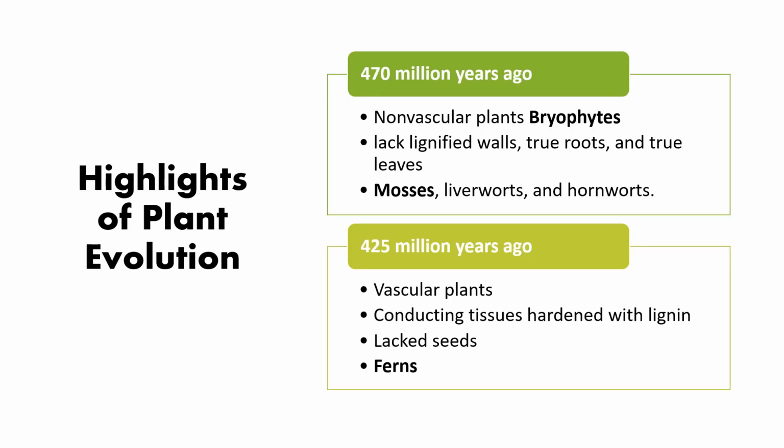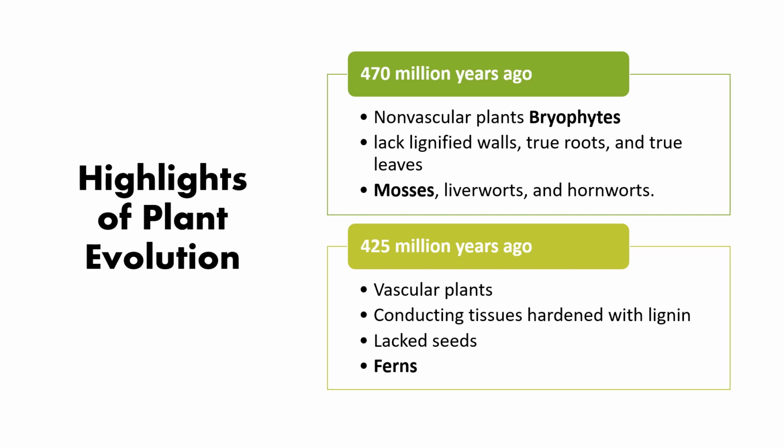So we're now done with going over the different plants, but I wanted to review the highlights of plant evolution. Remember that bryophytes are the oldest group of plants that we have. They are non-vascular, they do not have lignified walls, they do not have true roots, and they do not have true leaves. The groups found in this are the mosses, the liverworts, and the hornworts. You can Google those. I showed mostly mosses and liverworts, but if you want to see what hornworts and liverworts look like in more detail, they're just very tiny little plants.